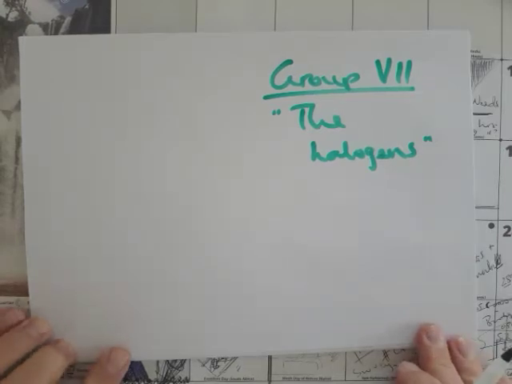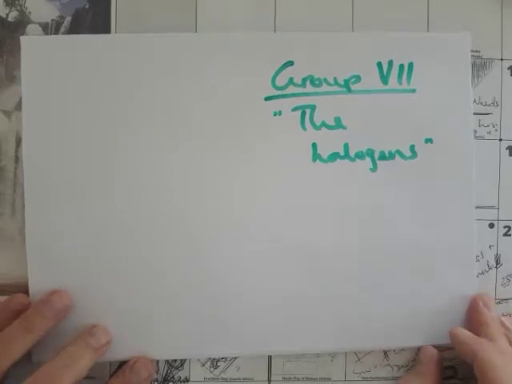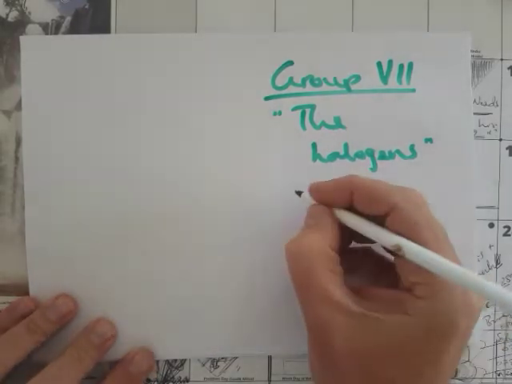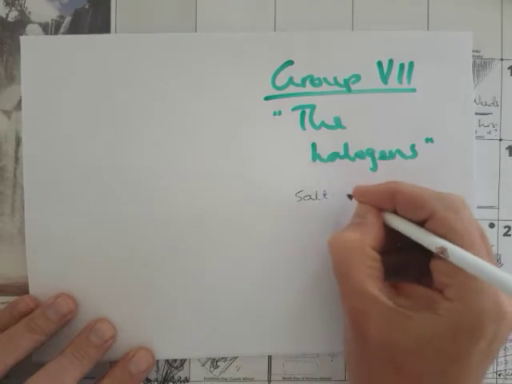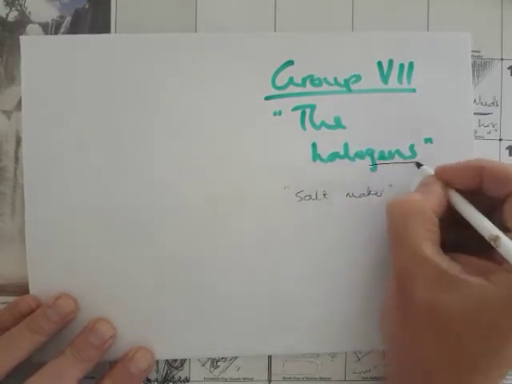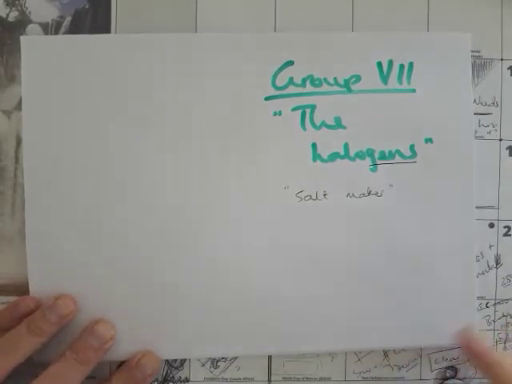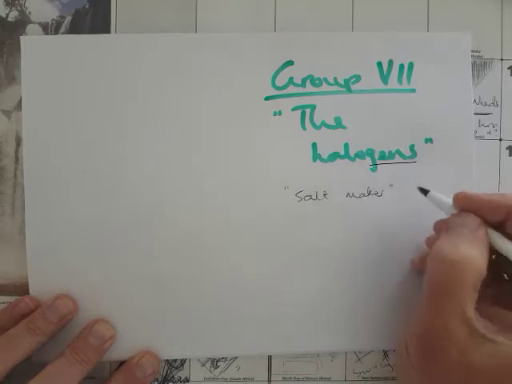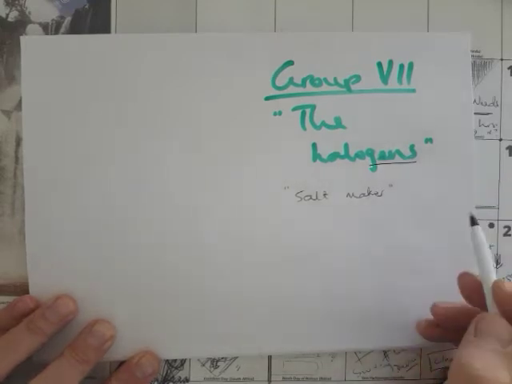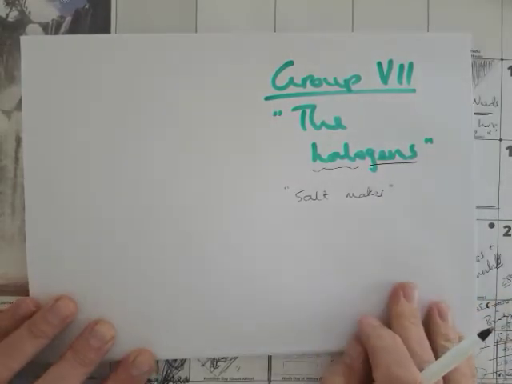Group 7, this group of elements is called the halogens. Halogen means salt maker. If you see gen on the end, generation, if you like, generate is to make. So the halogens make salt.